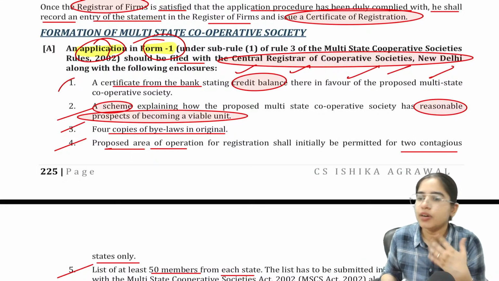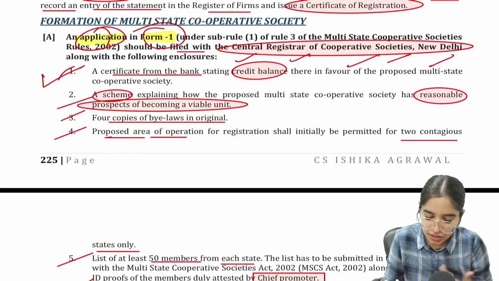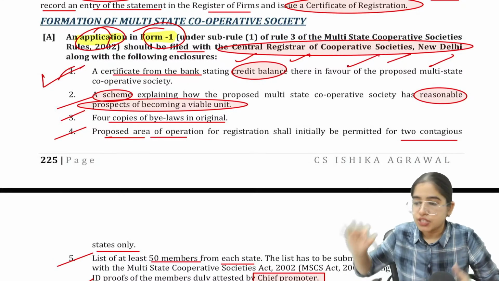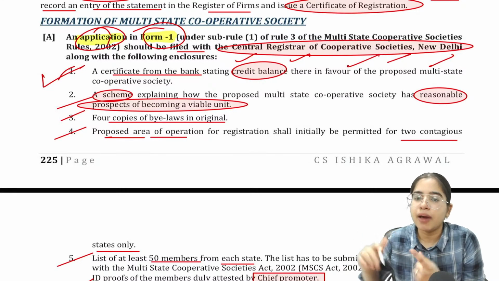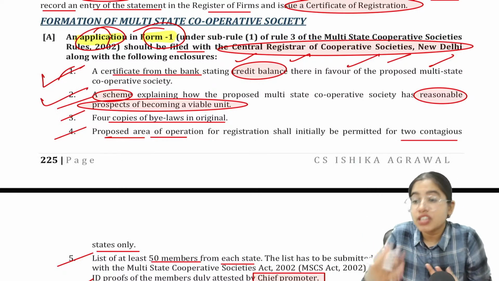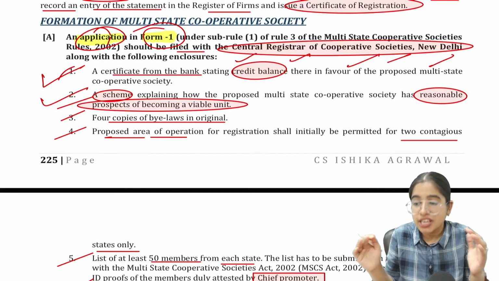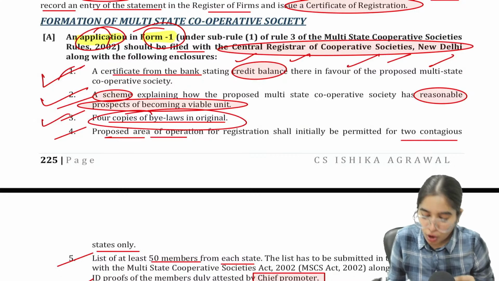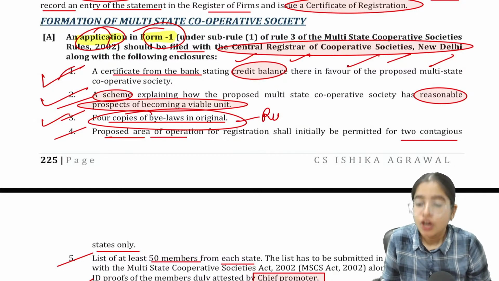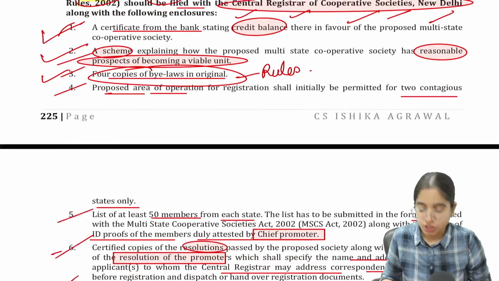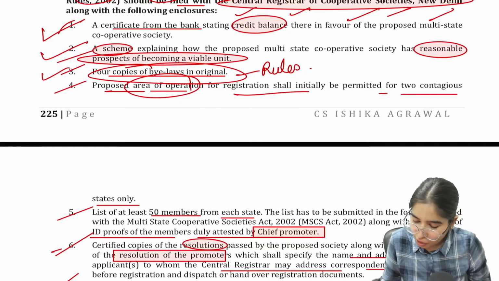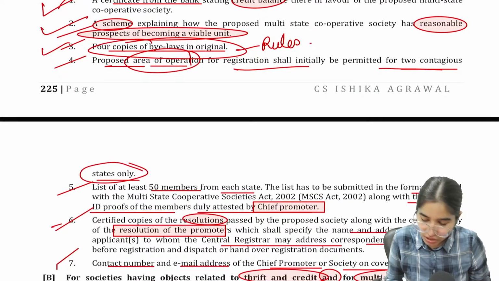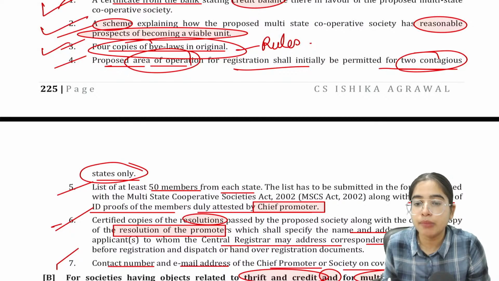Along with that, you have to attach certain documents, like a certificate from the bank that you have sufficient credit balance in your bank. You have to give your scheme. What are your future projects? For which purpose you are forming the cooperative society? You have to give 4 copies of your bylaws. Bylaws means copies of your rules and regulations. You have to give the proposed area of your operation, in minimum 2 states.